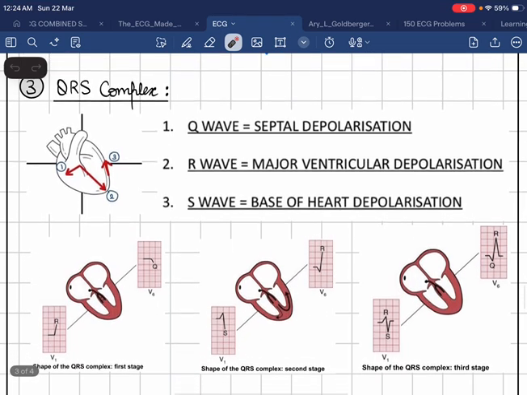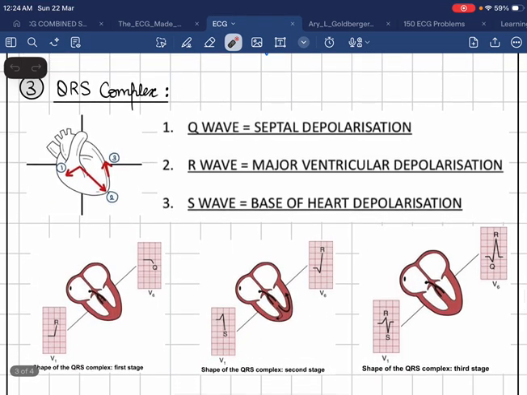Then we have the QRS complex. We have three phases basically. We have the interventricular septal depolarization, the depolarization of the major mass of the ventricle, and the depolarization of the base of the heart, which respectively denote the Q, R and S waves. So we have three stages of the origin of the QRS complex.